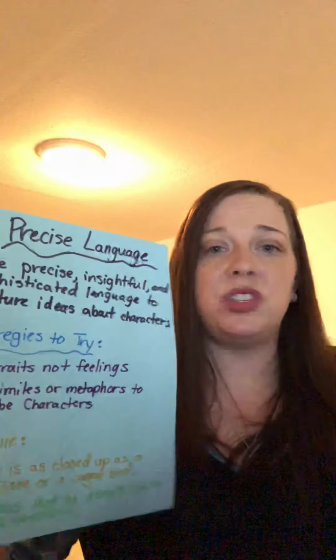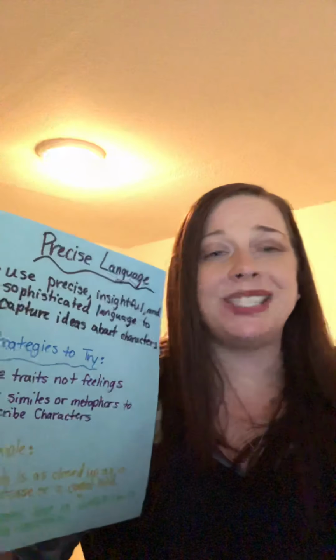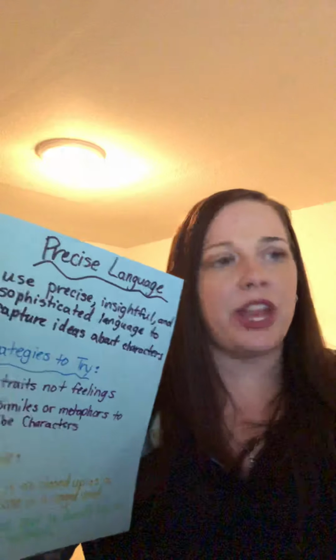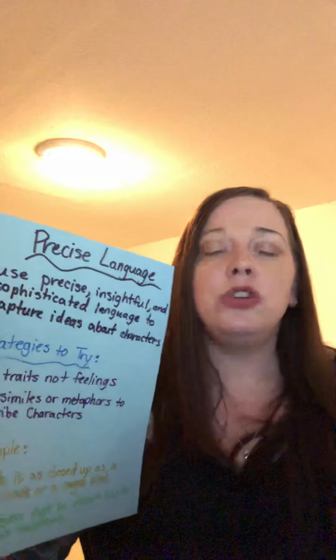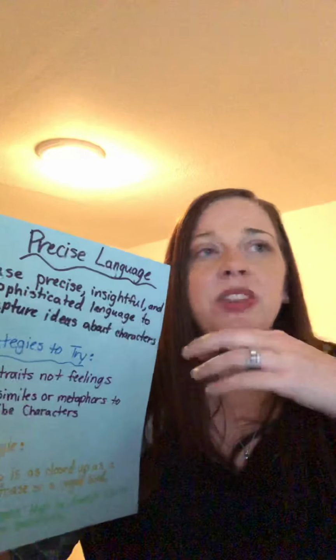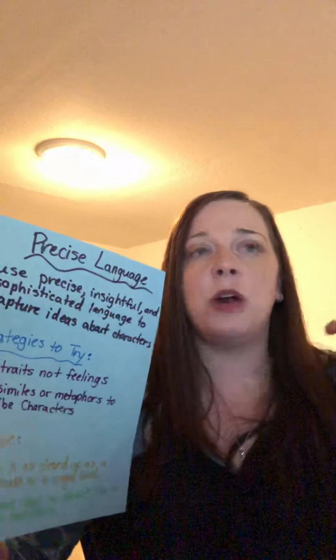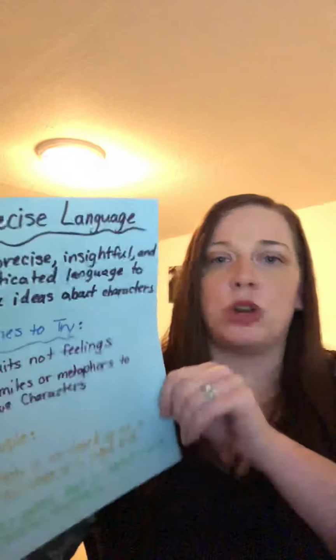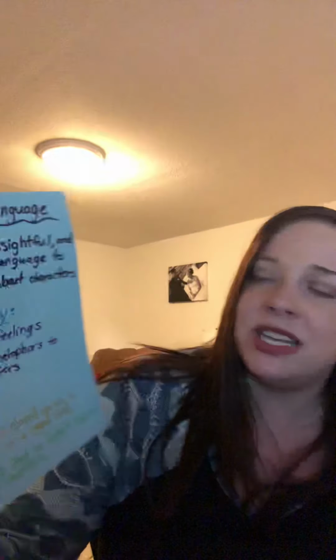So what I mean by precise language is you're really looking at the words, the best words to describe a character, to describe a scene, and really looking at synonyms. So instead of just looking at the sad, the mads, could you think of a synonym, something stronger, something that helps you envision your character better than just those very basic words? So I just wrote down, use precise, insightful, and sophisticated language to capture ideas about characters.